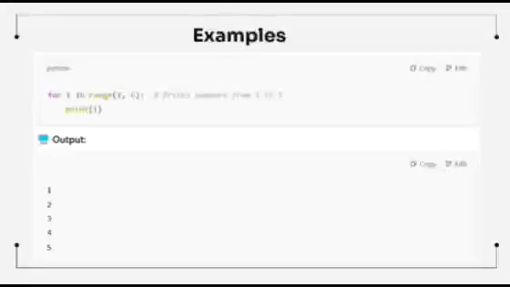Next, examples. For i in range 1, comma 6, print i. So here 1 to 5 is the output. Print i will print 1 to 5, but it's not given here. It's a small mistake here, you can note it down.